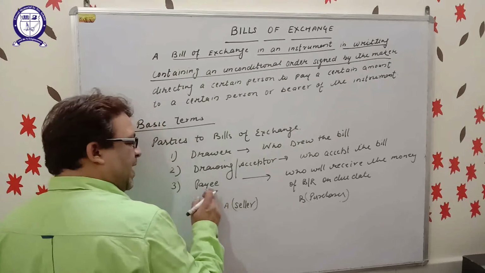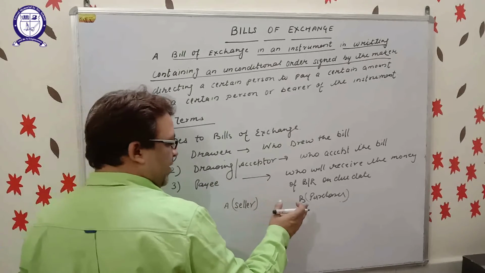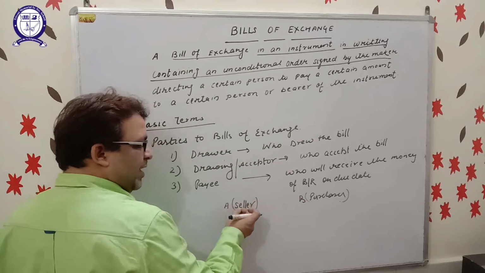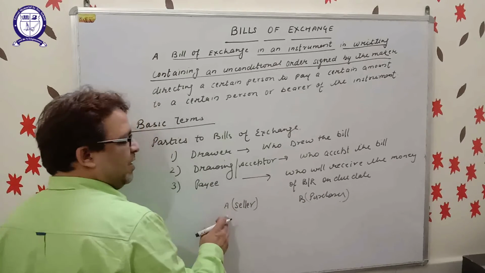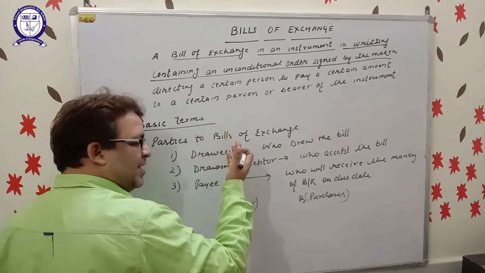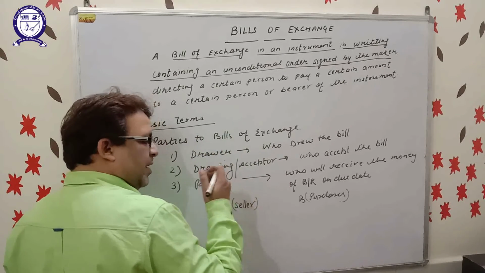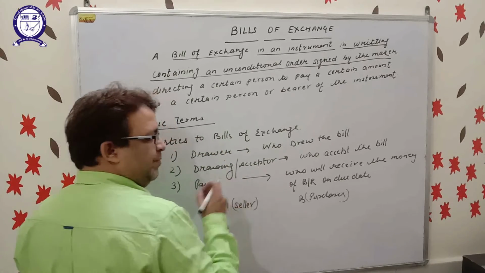And who is paying? On the due date, who will get the money written in the bill of exchange? If A receives the money, A is the payee. If someone else is receiving the money, he will be the payee.